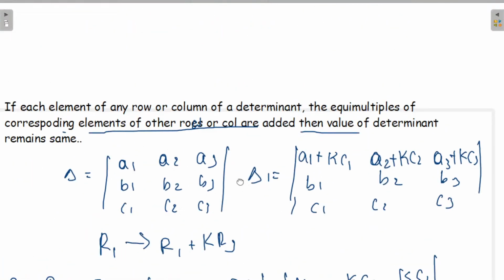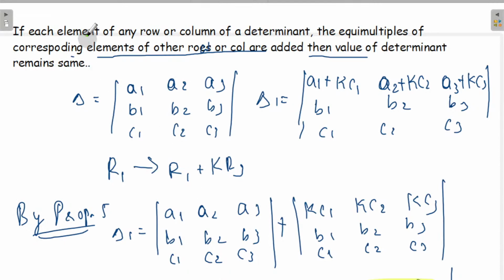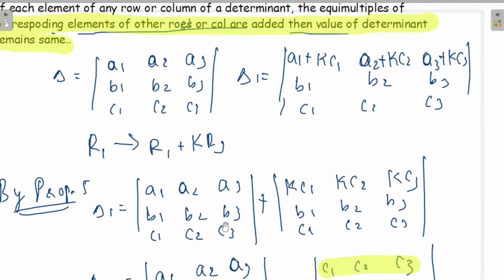So here the proof is: if corresponding elements of other rows or columns are added, then the value of the determinant remains the same. Is all this proof clear? I think the last two went a bit fast because of the writing, but let it be. Whatever was done, it's okay.